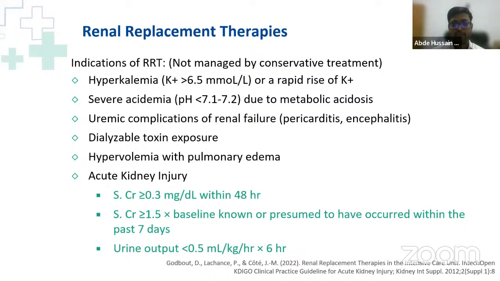Severe acidemia. Acidosis again complicates the respiration as well as other organ systems. Uremic complications of renal failure, which can lead to pericarditis or encephalitis, and any toxin exposure that needs to be dialyzed, hypervolemia leading to pulmonary edema, and acute kidney injury. Acute kidney injury can be defined as a serum creatinine rise of more than 0.3 mg per dL within 48 hours, serum creatinine rise more than 1.5 times the baseline in the past 7 days, and a decrease in urine output to less than 0.5 ml per kg per hour.